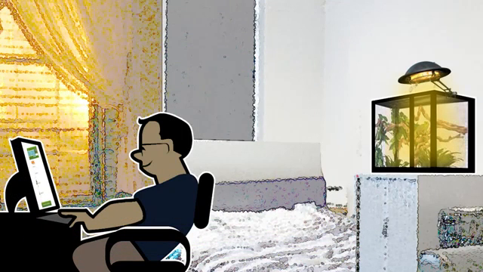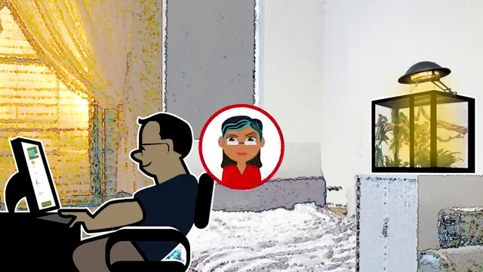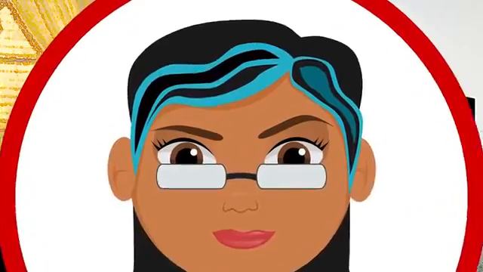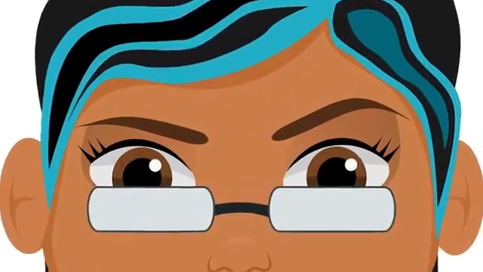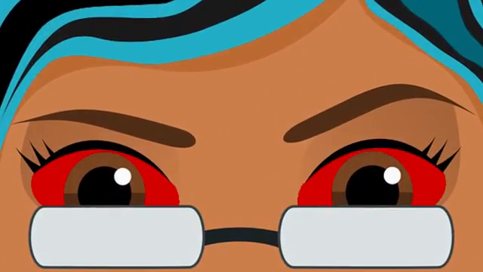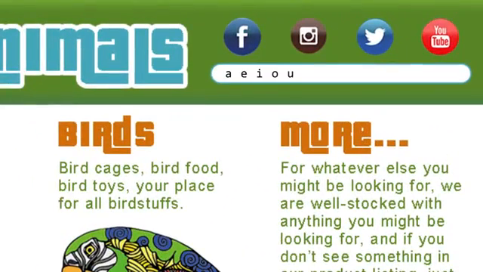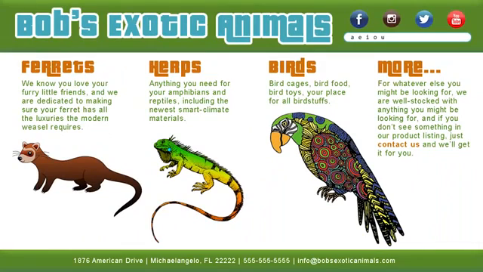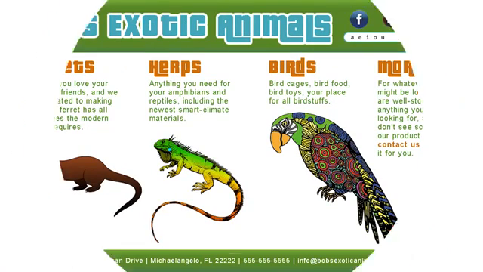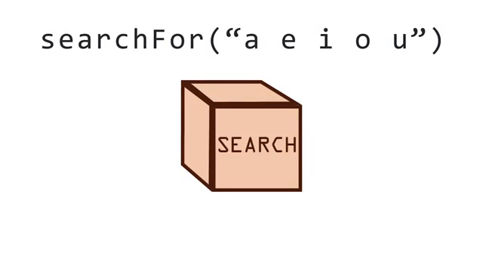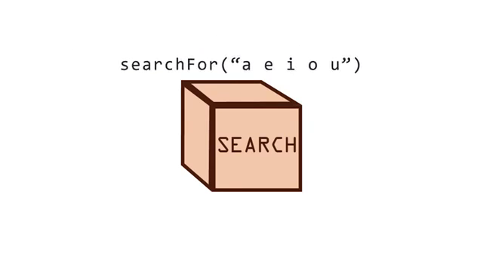Legitimate searches, like yours, are no problem for Bob's website. But what if a hacker is attempting to crash the site? What if they're trying to trick the system into doing something it can't handle? Let's say the hacker enters AEIOU into the search box on Bob's website. Instead of searching for a specific word or phrase, the hacker wants every product name that contains a vowel.